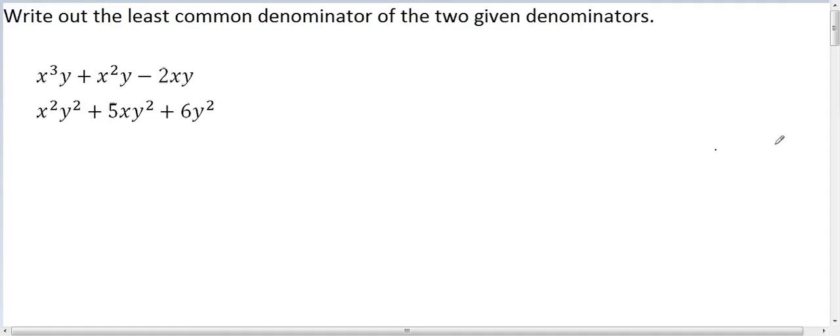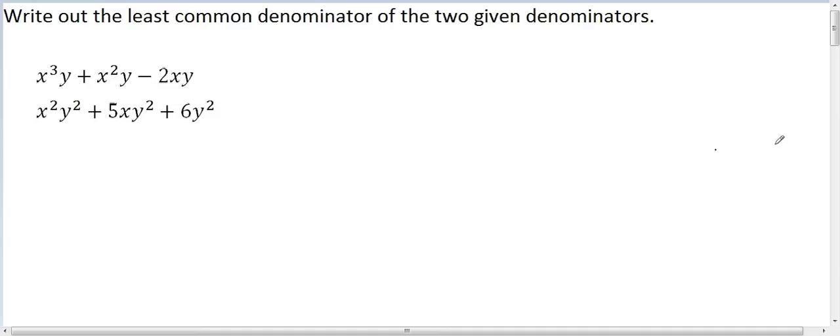When we add or subtract two rational expressions, we need to rewrite both fractions so that they both have the same denominator first before we can combine them together. Though we can use any common multiple of the denominators for this purpose, we usually prefer to use the smallest common multiple, which we call the least common denominator.